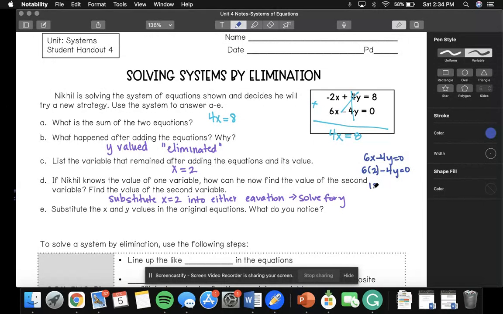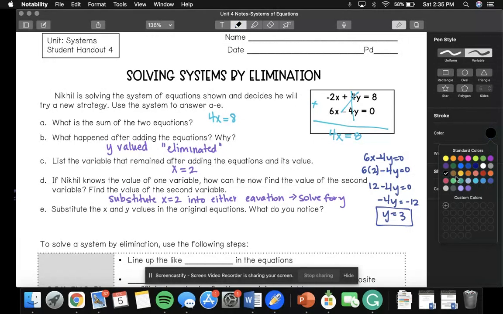We just figured out that x equals 2 though, so I'm going to substitute in 2 for x. 6 times 2 is 12. Now I just need to solve for y, so I'm going to move the 12 over with subtraction. And then I'm going to divide by negative 4, and I get y equals 3. So the solution to this system would be 2, 3.